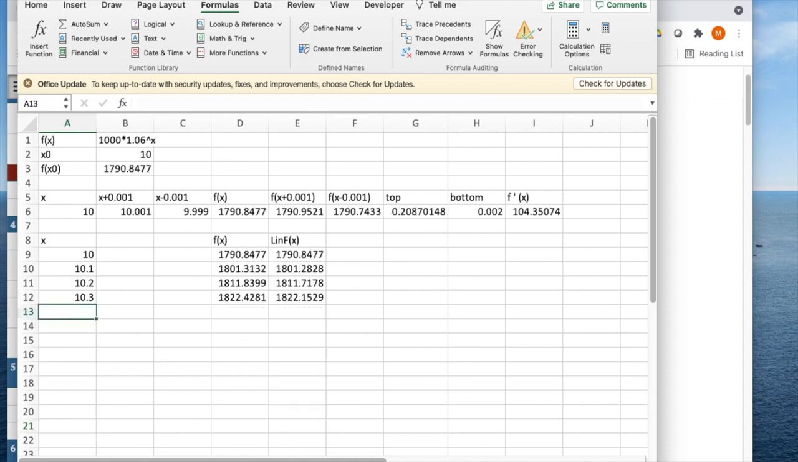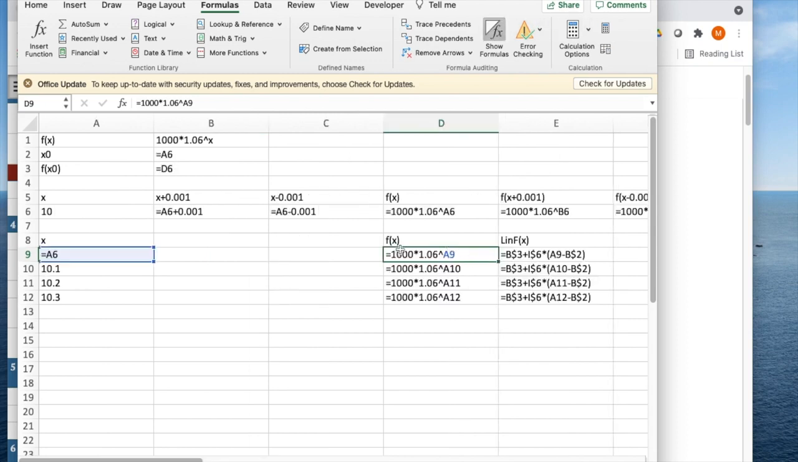If I want to look at a second function, I'm going to look at computing interest. So my function is 1,000 times 1.06 to the x, and I'm looking at a route around 10 years. At 10 years, my output is $1,790. I have the familiar template that I've used for computing the derivative at 10, and that's 104.35. And then I set it up to compute the values of both the function and the linear approximation.